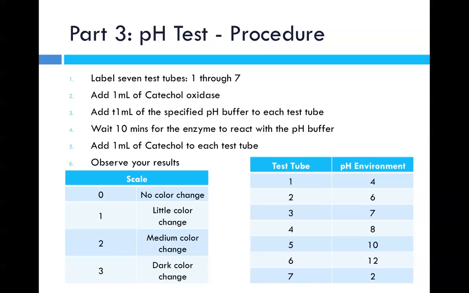And we use the same scale again to determine which was the most reactive, which is the least, and which one's in the middle. And according to this, we placed test tube 1 with pH 4, 2 with 6, 3 with 7, 4 with 8, 5 with 10, 6 with 12, and 7 with 2.